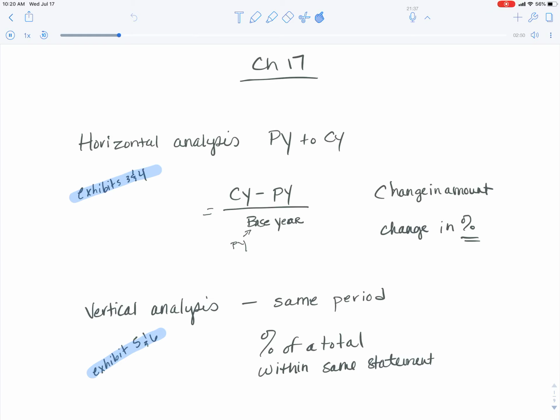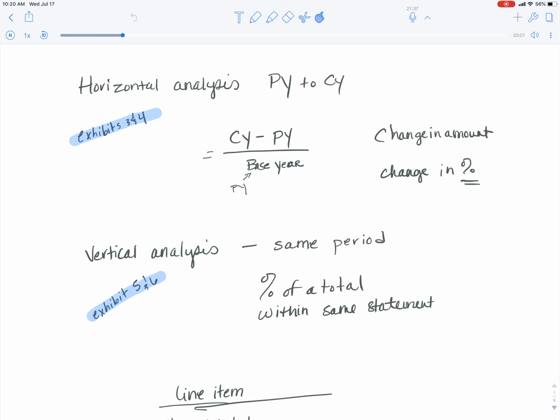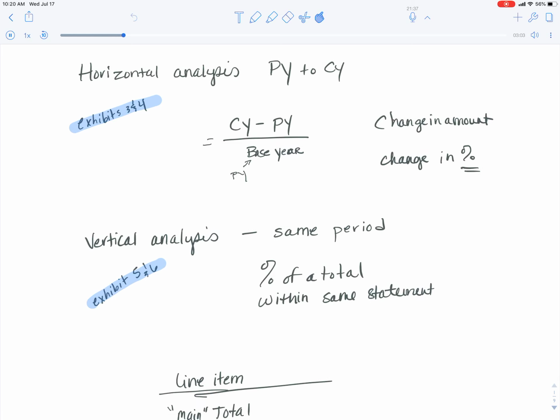Vertical analysis is a little bit different in that we're looking at the same period, not two different periods. So your percentage is a reflection of a line item divided by a main total. So if you look at Exhibit 5 and 6, you'll see that there's a main total indicated by 100% next to it, and all the line items, those amounts are divided by that main total to get those percentages. So take a look at the vertical and horizontal analysis in your book.